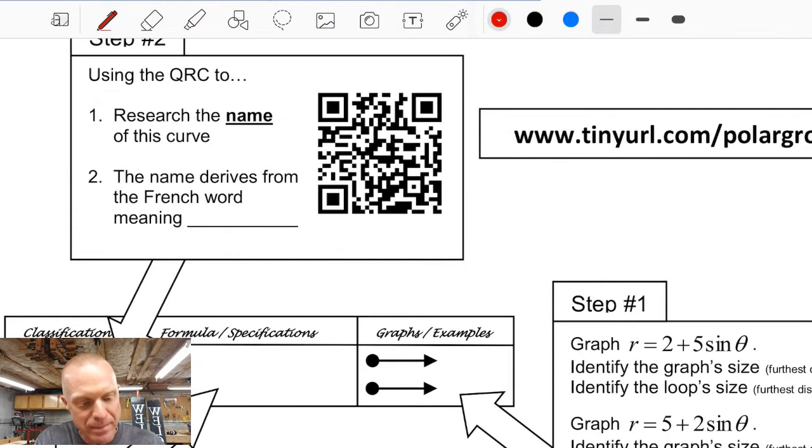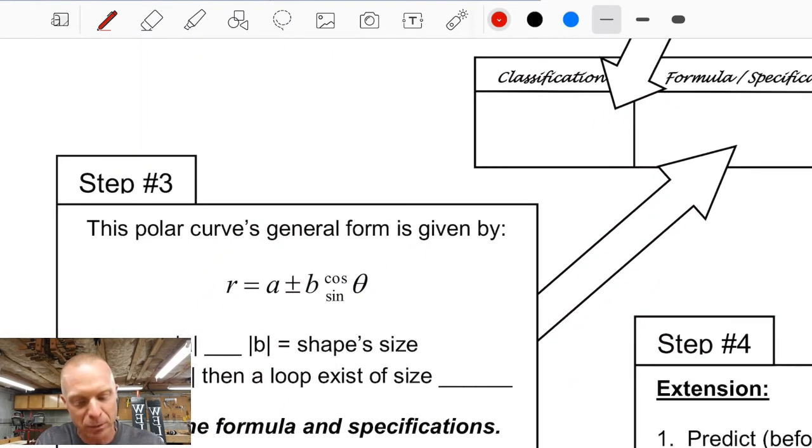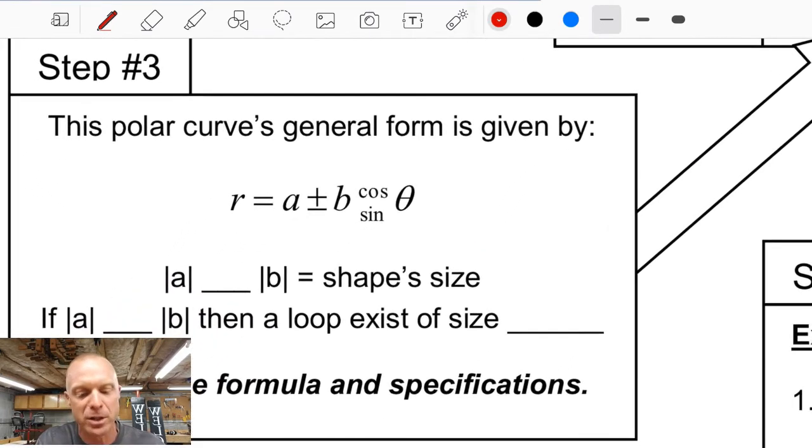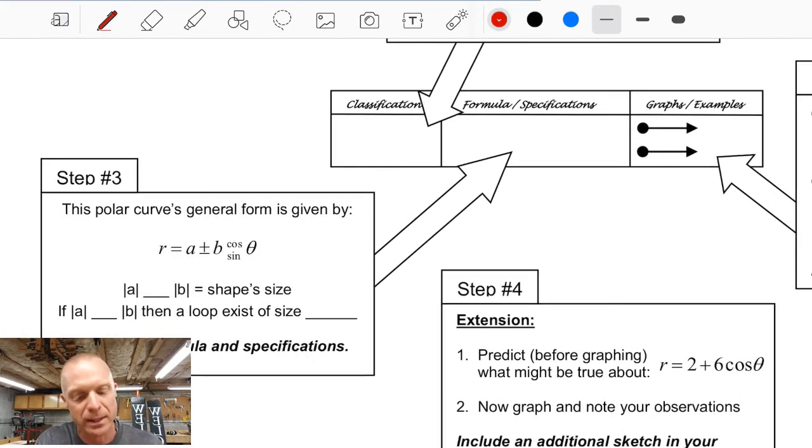Next, you're going to go to the website, or if you want, scan the QR code, and you're going to learn about the name and then maybe some extra interesting information. Those are things that you're going to put down in the classification box. Moving on to step 3, notice that I'm giving you some information, but don't look at this information until you have done steps 1 and 2, and you're going to try to fill in some blanks here. I expect you to be able to fill those in just by thinking about the graphs that you saw. If you don't know if you filled it in right, you could reach out to me or you can check with a friend.